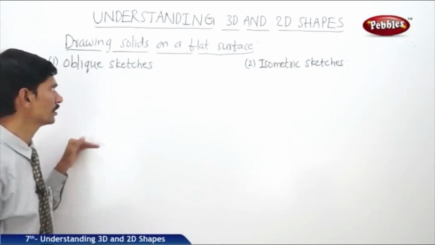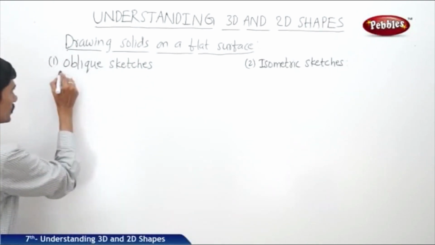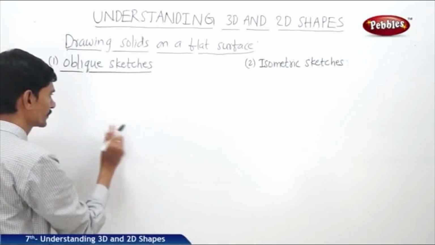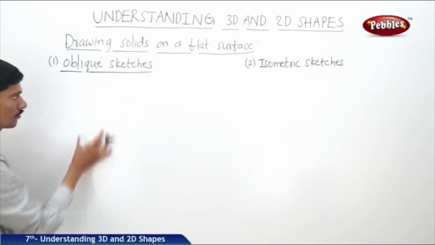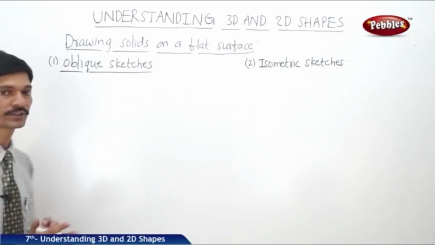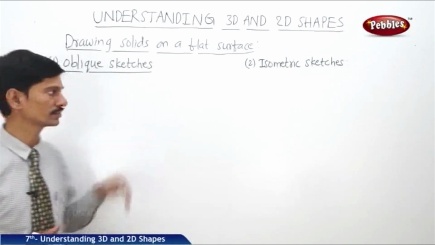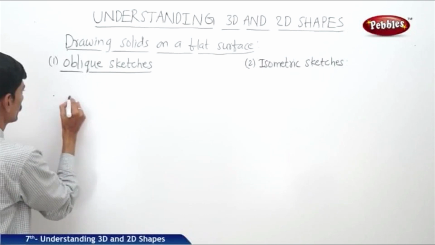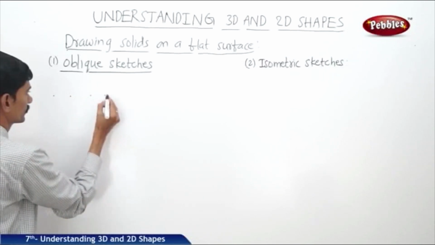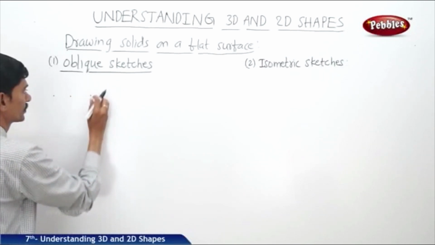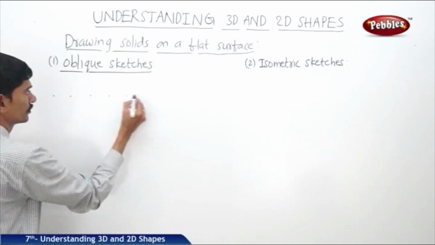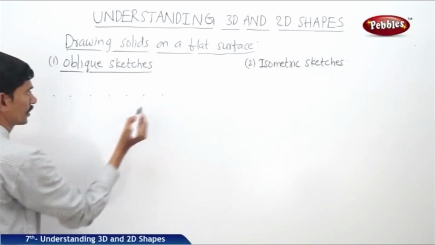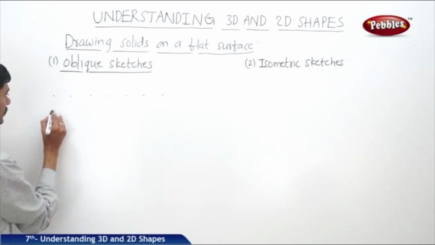Now first let us see what is the oblique sketches. So in the oblique sketch, we can take horizontal and vertical lines like in the graph sheet, or we can even take the dots. So if we show the dots, there will be dots with equal spacing between any 2 consecutive dots.